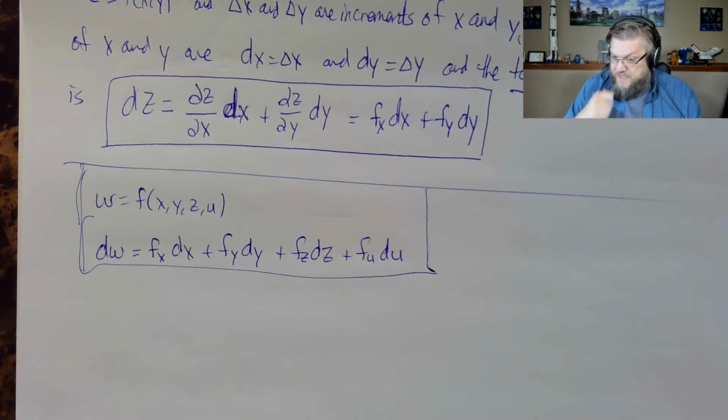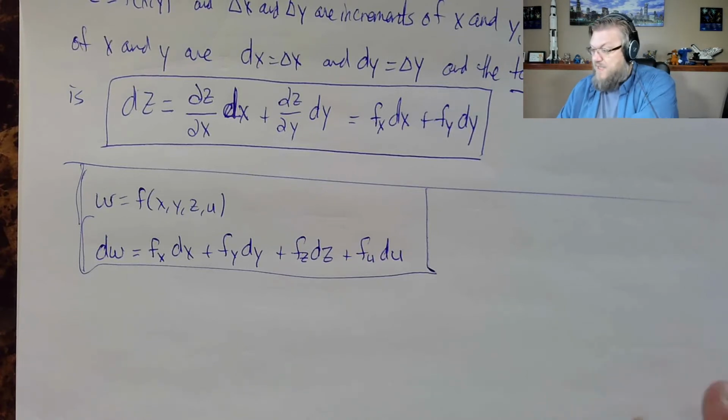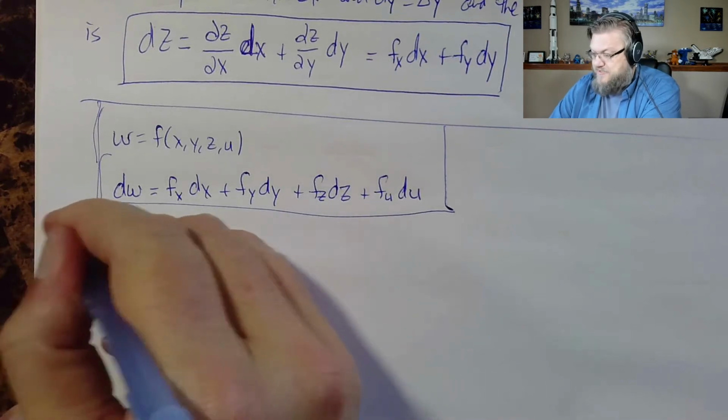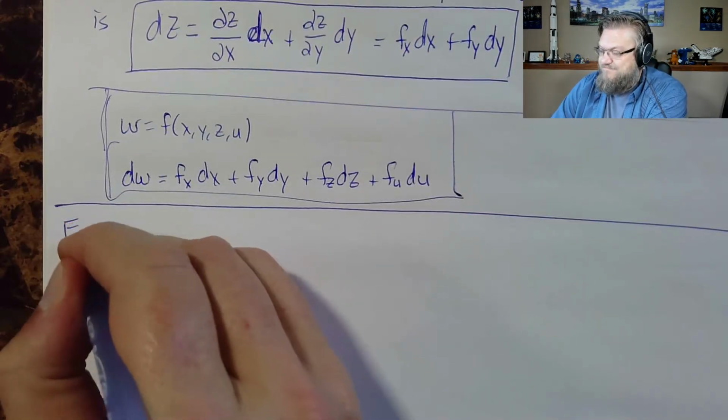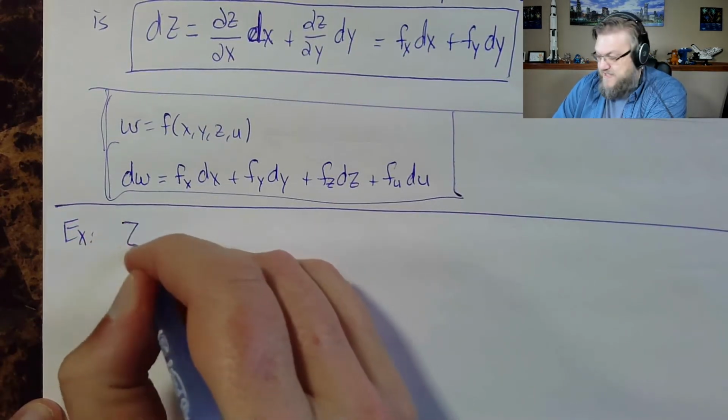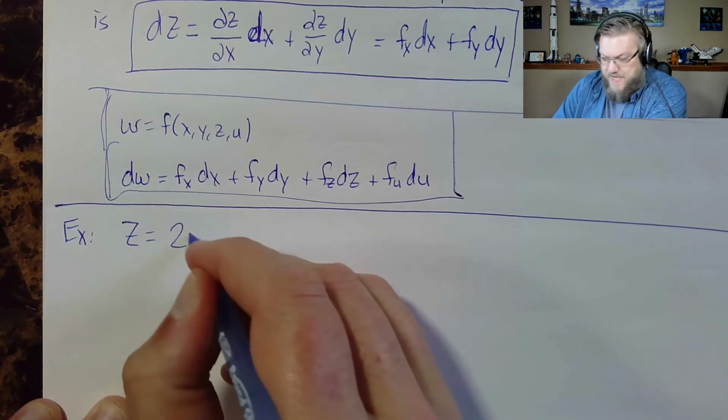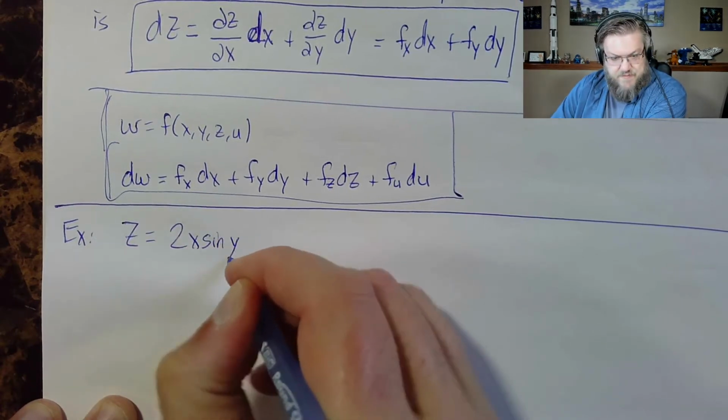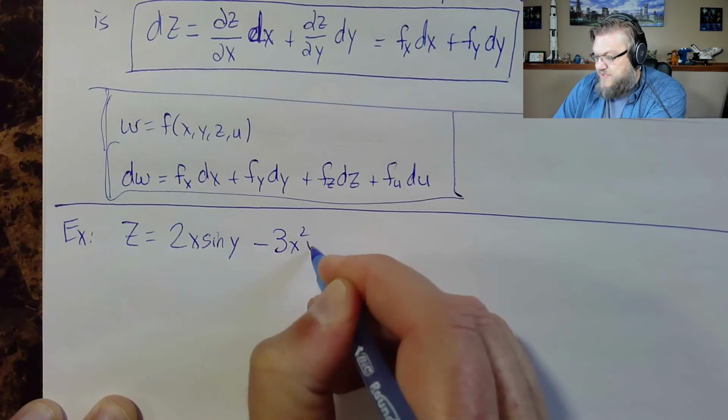Okay, for now, let's go ahead and just practice calculating our total differentials. Right? So example, we have z equals 2x sine of y minus 3x squared y squared.